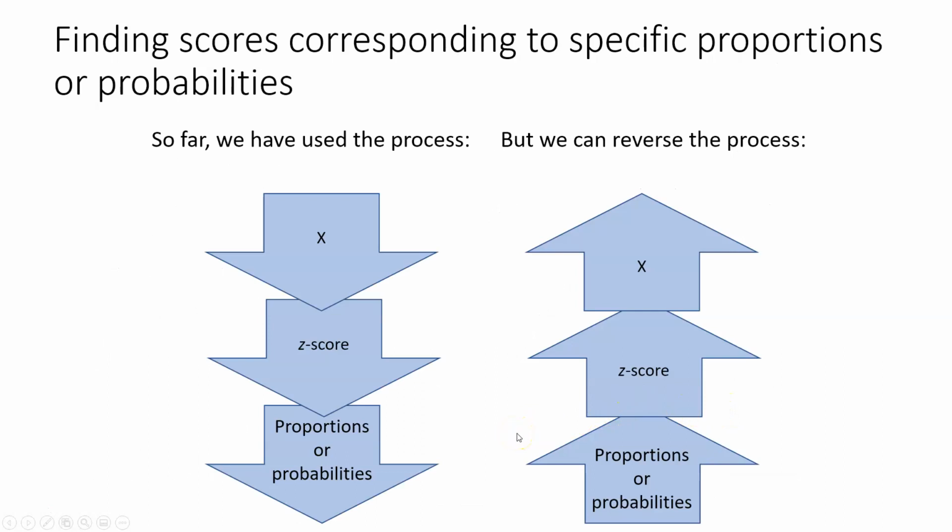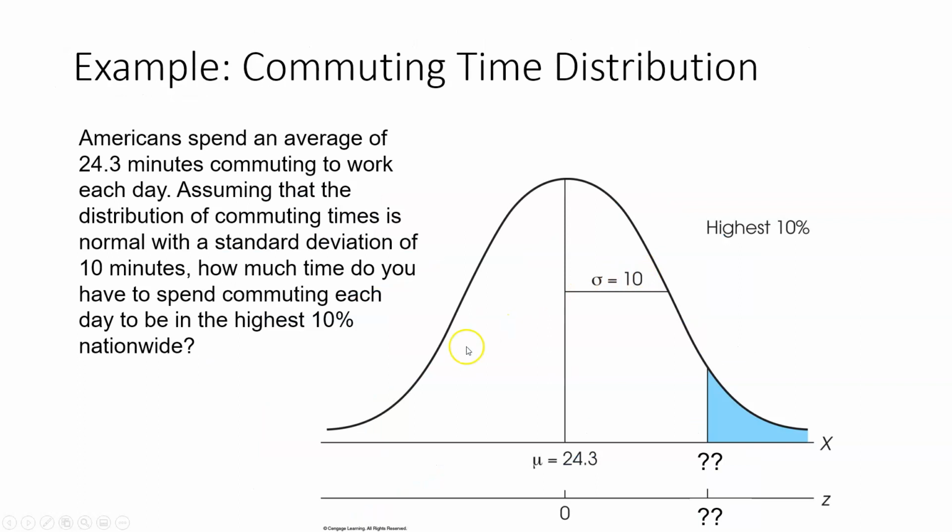So far, what we've done is, using x-scores, we've computed z-scores and then found the proportions or probabilities that correspond with them in the table. But we can also reverse that process and start here with the proportions or probabilities, find the z-scores that match, and then compute an original score. Here's an example of doing that. Let's imagine that Americans spend an average of 24.3 minutes commuting to work each day.